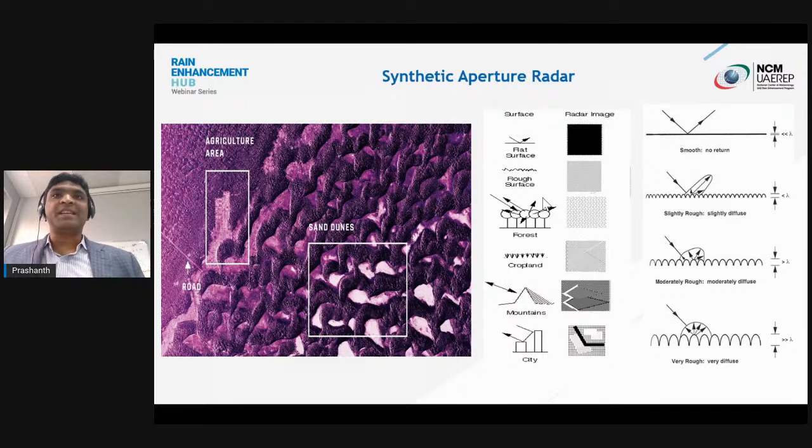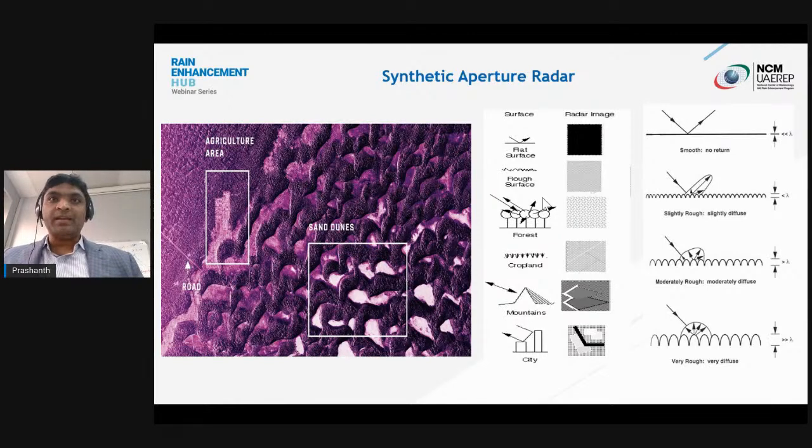If you have a slightly rough surface, some part, a small part of the signal just comes back as backscatter. So you'll see a very gray or darkish gray type of return in slightly rough surfaces. And if you have high surface roughness, you'll start seeing a speckle effect, like a salt and pepper effect, basically, on the image. If you have a forest, a highly vegetated area, it's kind of a random scattering. So you see random returns.